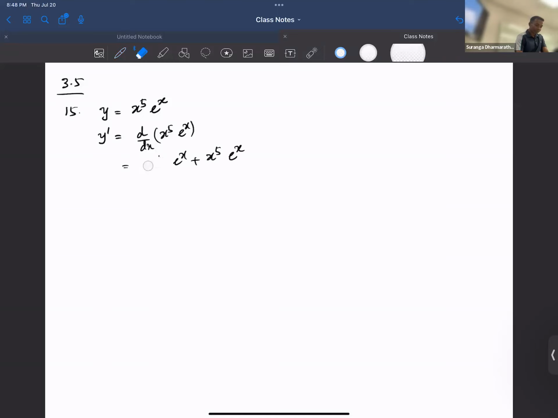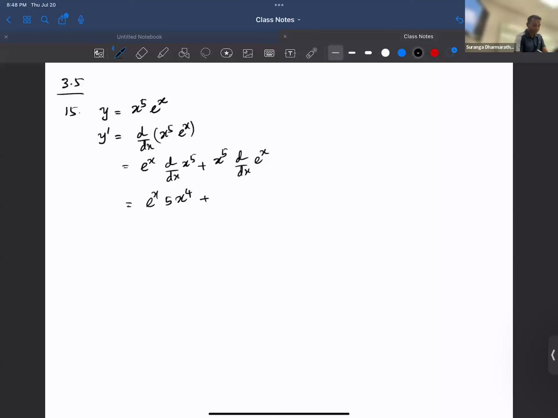So let me write it in detail. First you take e to the power x and then take the derivative of x to the power 5, plus you take x to the power 5 out and take the derivative of e to the power x. So you have 5 times e to the power x, 5 times x to the power 4, plus x to the power 5 e to the power x, right?